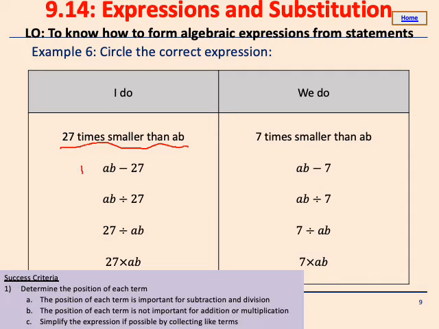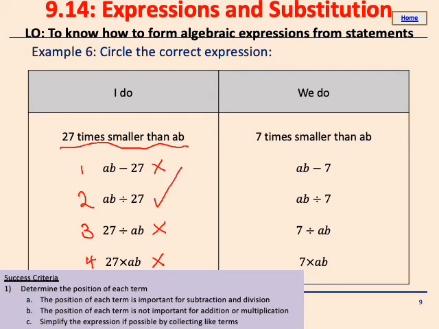doing the first one? No, we're not, because that is subtracting 27. Are we multiplying by AB? No, we are not. Are we completing 27 divided by AB? Well, that would be breaking up our 27 into lots of AB, so we're not doing that either.